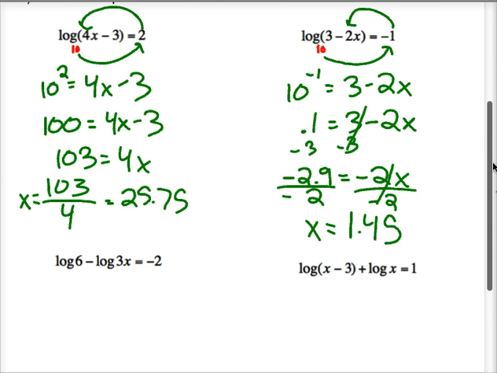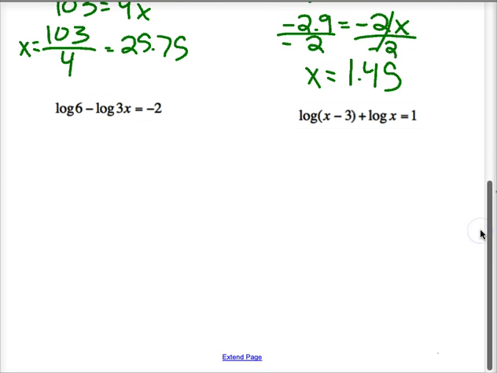All right, let's do another one. Now, this next one, this is where that whole condensing part comes in. Because we have log 6 minus log 3x. So this is where the whole condensing thing comes in. Because I'm going to want to rewrite this side as a single logarithm. Remember, subtraction becomes division.